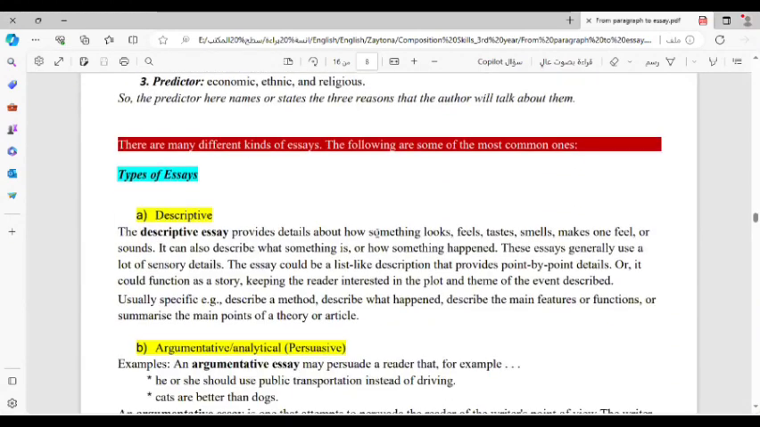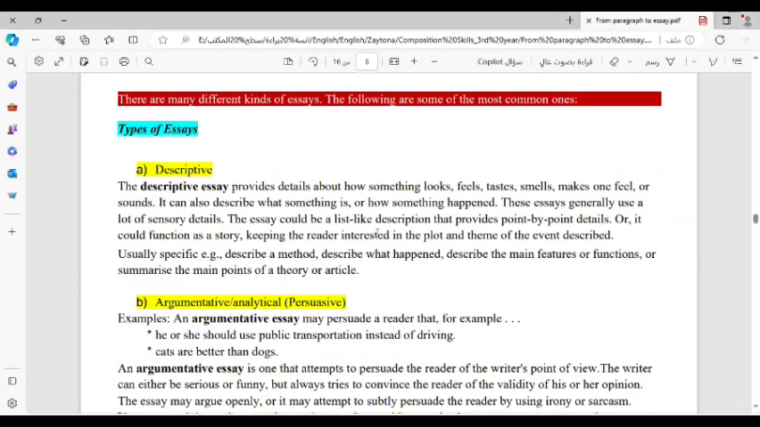About 2 weeks ago, we started with types of essays. We talked about the descriptive essay, which is to describe a person or a place or a thing, or maybe your favorite food, favorite place, favorite person, anything you can describe. You can describe how it looks, how it feels, how it tastes, how it makes you feel, or how it sounds, for example. So this is a descriptive essay.